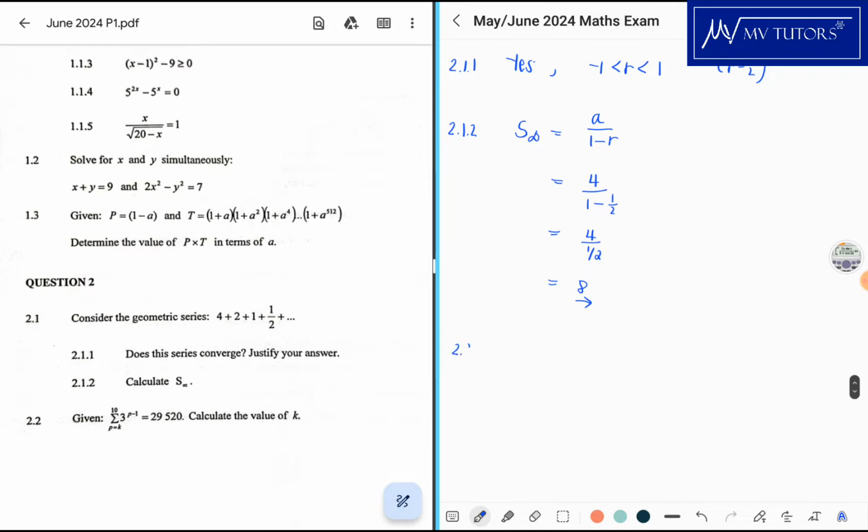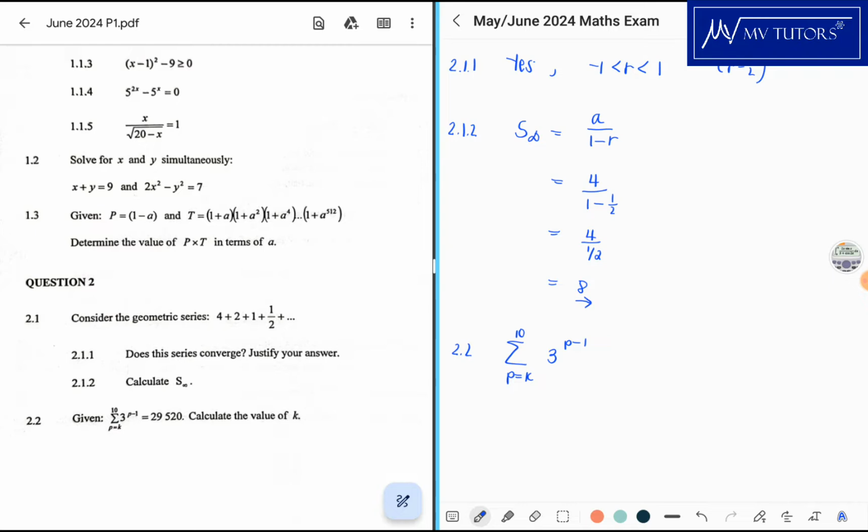And then 2.2. Now we have sigma notation. For some of you, it is a thorn in your flesh. But it's actually not that bad. You just need to identify whether you have an arithmetic series or a geometric series. If your unknown is in the exponent, then you have geometric. If your unknown is just in a normal place, then you have an arithmetic series.